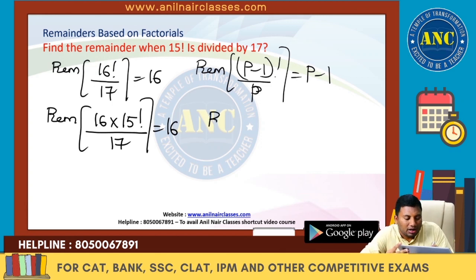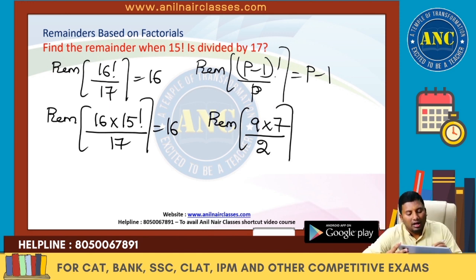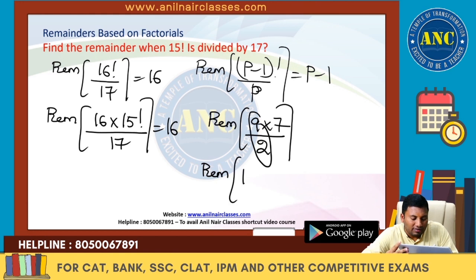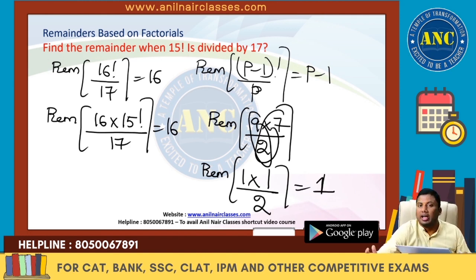Now, if you observe, the remainder when 9 into 7 is divided by 2. 9 when divided by 2, remainder 1. 7 when divided by 2, remainder 1. When I further divide, is the remainder changing? The remainder is not changing. It will not change as long as the numerator is less than the denominator.